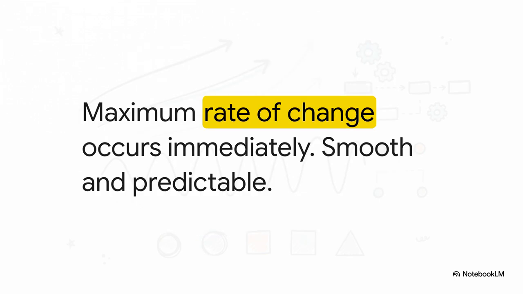A first order process is basically just a single tank filling with water. When you make a step change to the input valve, the maximum rate of change in that tank's level happens immediately. There's zero hesitation. As it fills up and gets closer to its new equilibrium, the rate of change just gradually slows down, giving you this incredibly smooth, predictable curve.